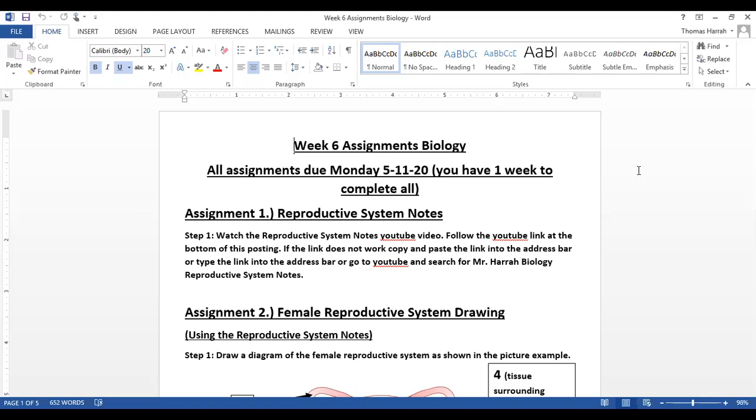But here's week 6. Let's talk about what the assignments are for week 6. So all assignments are due on Monday, May 11th. So you have a week to complete all the assignments. The first assignment is the reproductive system notes. Now, this is not really something that you have to do. You don't have to turn anything in for this first one, but you're going to have to watch this video and watch the notes to be able to do the other assignments. So really, there's only 3 assignments because this isn't really something you have to do anything for.